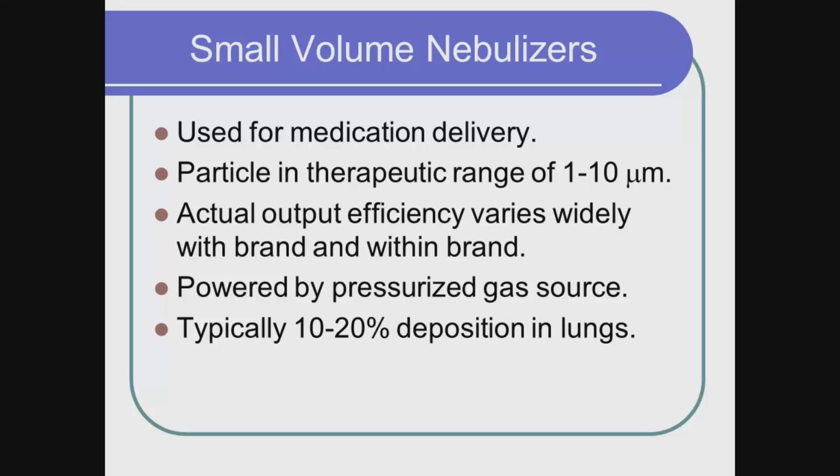They're usually powered by some kind of pressurized gas. Usually we just use wall oxygen. If you have a patient who is sensitive to high quantities of oxygen, you can use compressed air. And they typically have somewhere between 10 and 20% deposition inside the lungs. So that means that 80 to 90% goes someplace else: onto the patient's face, the back of their throat, to the atmosphere.